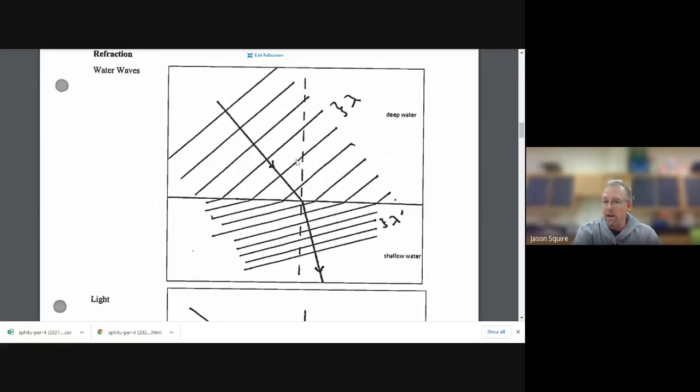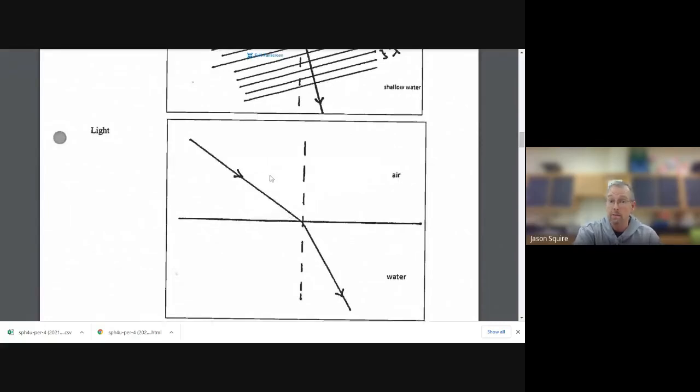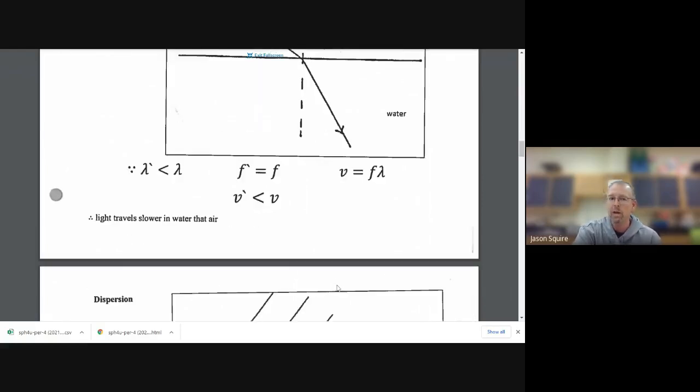These deep water waves are traveling faster. These shallow water waves are traveling slower. And if light really is a wave, then the speed of the light waves here in the air must be faster than the speed of the light waves here in the water. We have just made the prediction that light travels slower in water than in air.